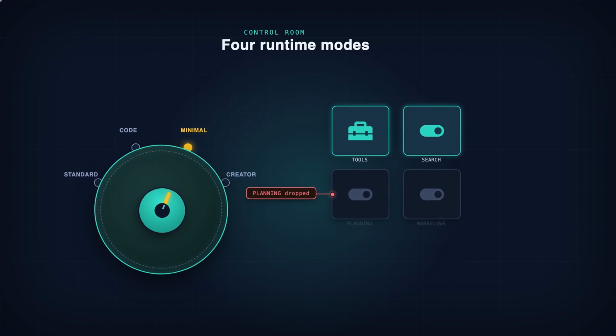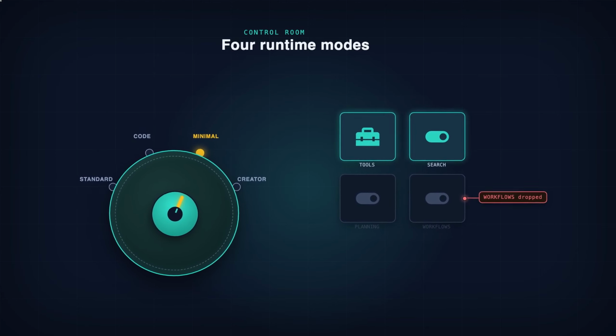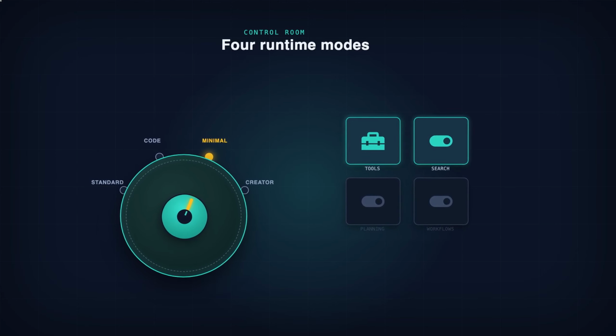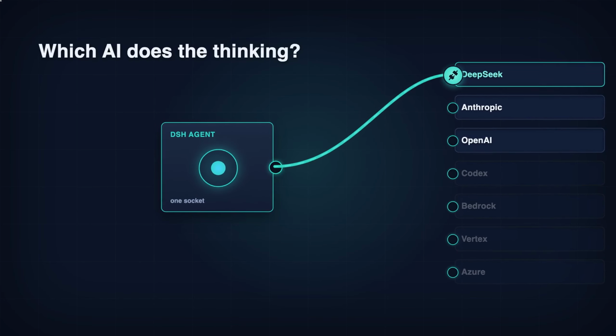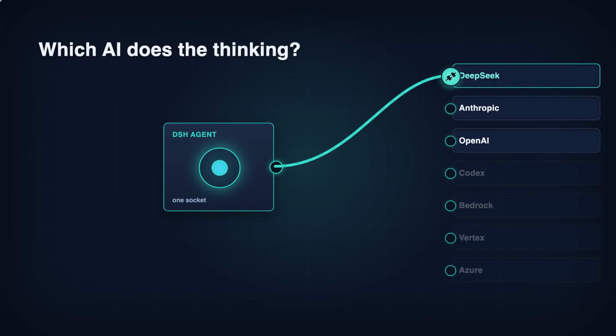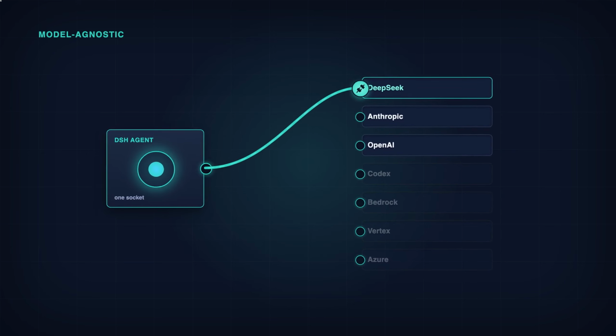But watch the trade. Minimal mode drops search, planning, and workflows, so its speed comes from throwing away the very features most real work needs. Remember, the model is just a plugin too. So which AI is doing the thinking? Your choice. DSH is model agnostic.